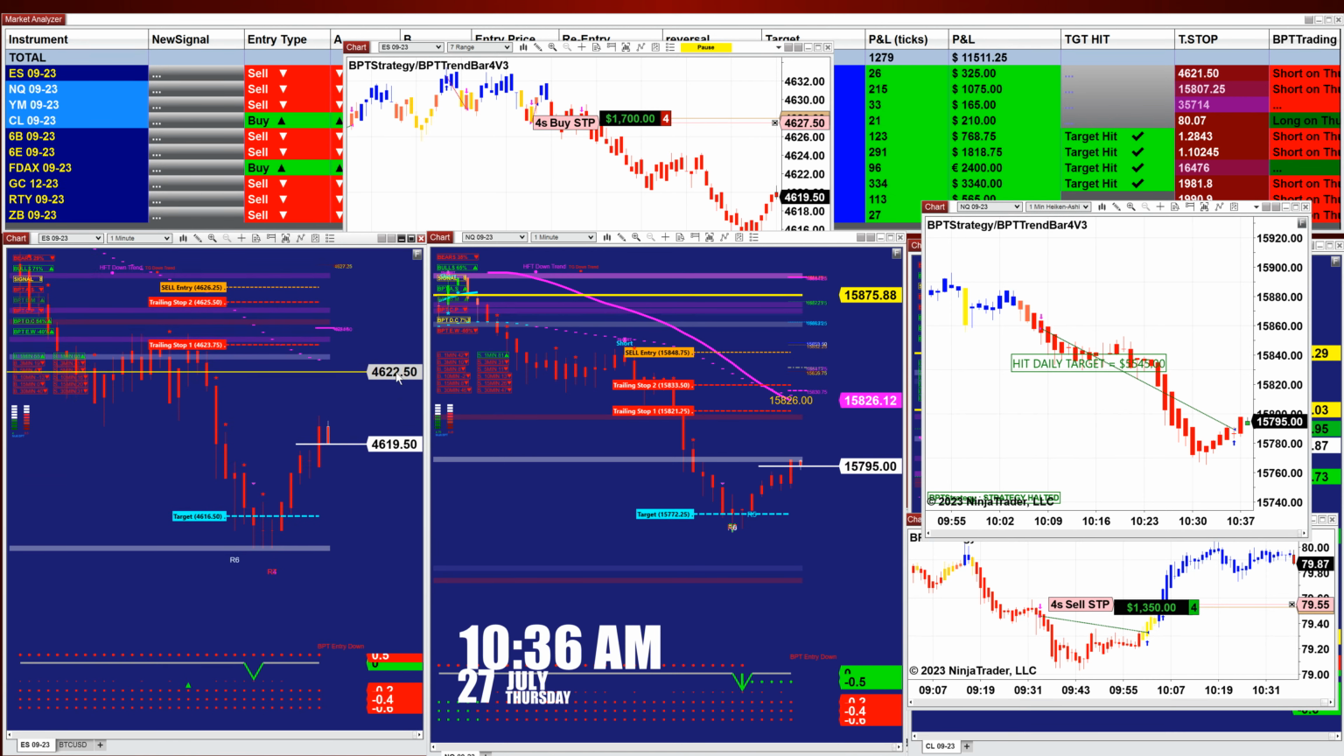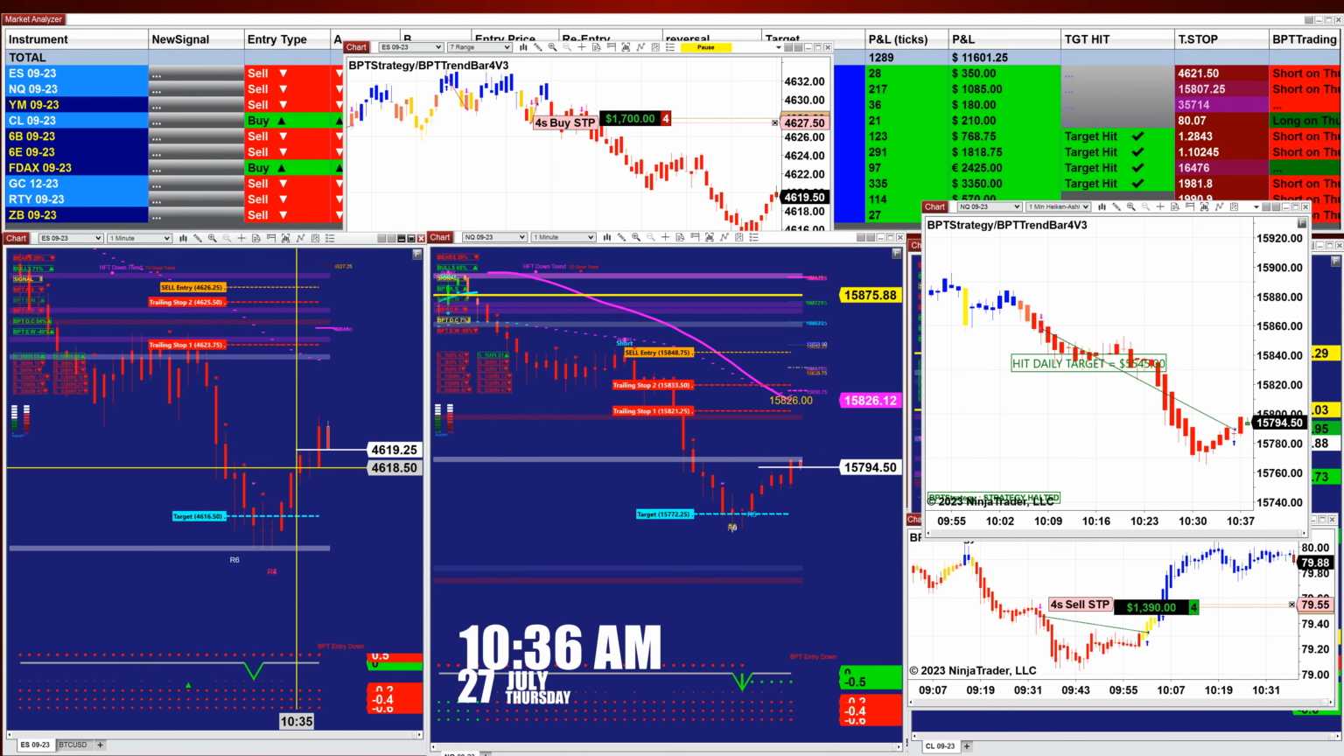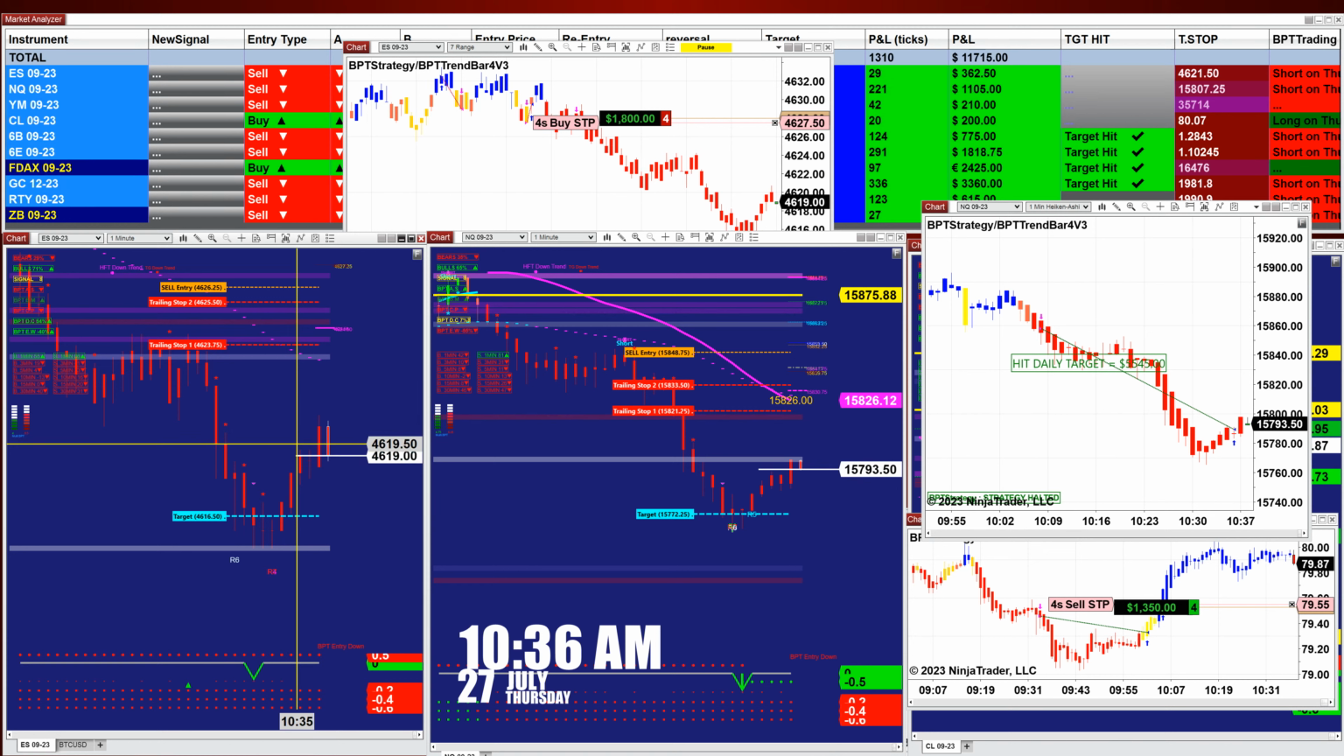But where is the entry on the ES? Most of those auto trade gentlemen start taking a long trade. There is no long trade. You're going in the wrong direction. It's a short, short, short. There is no long trade.